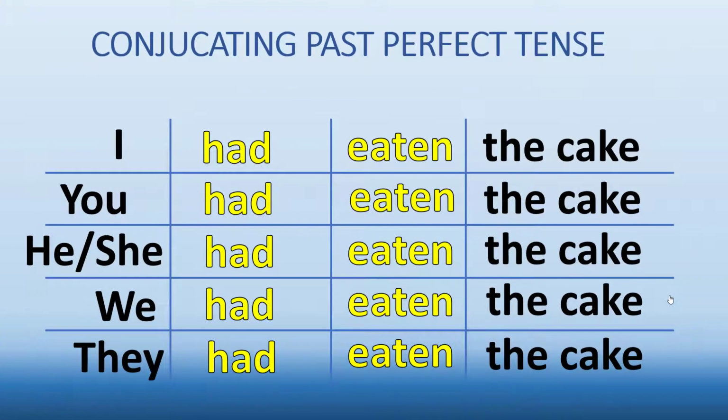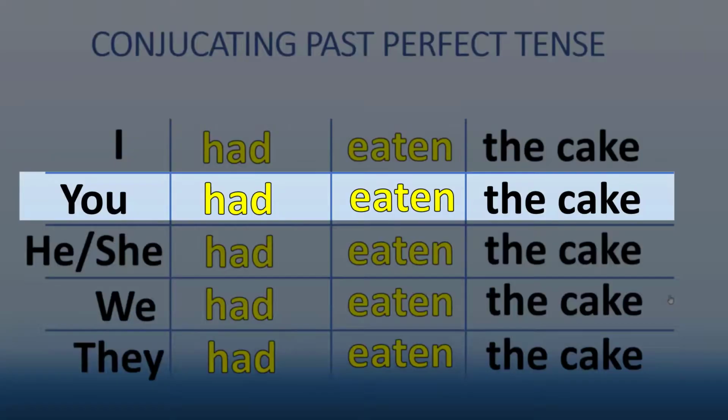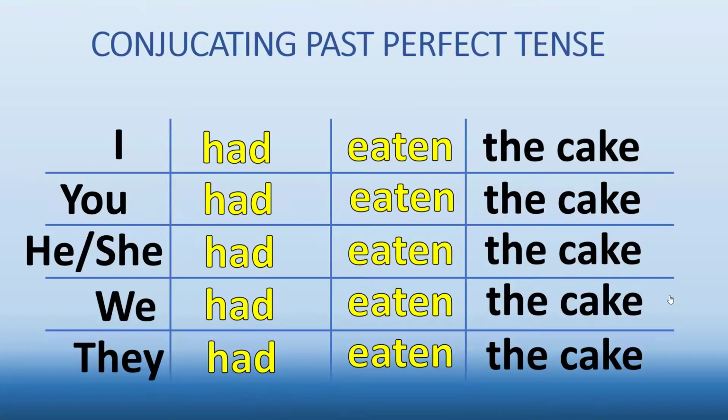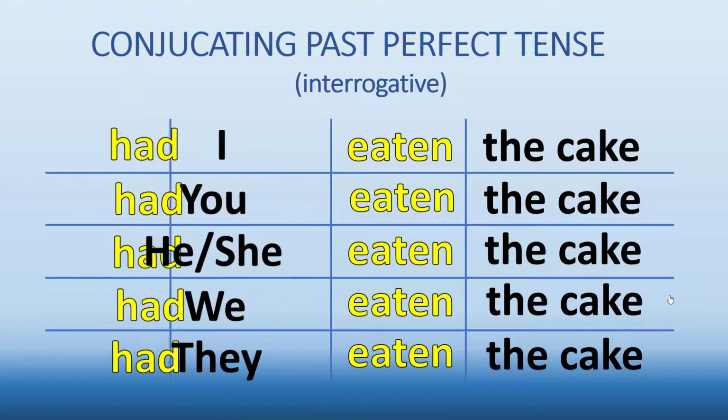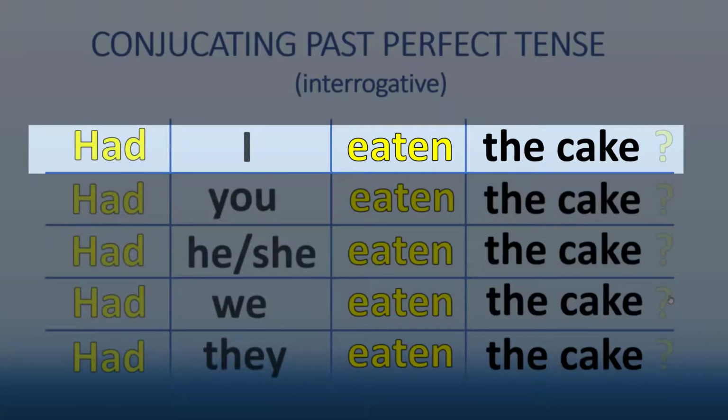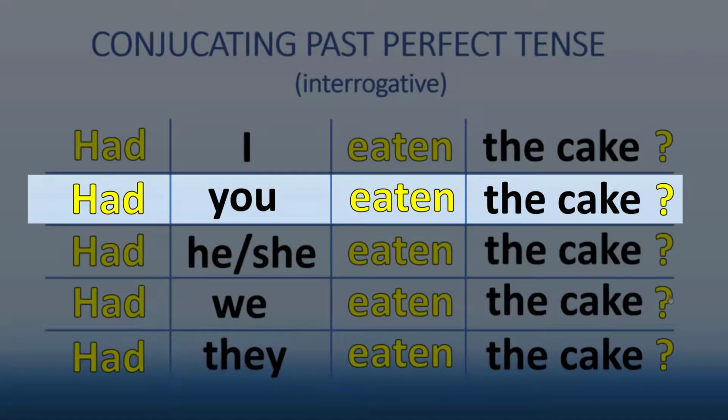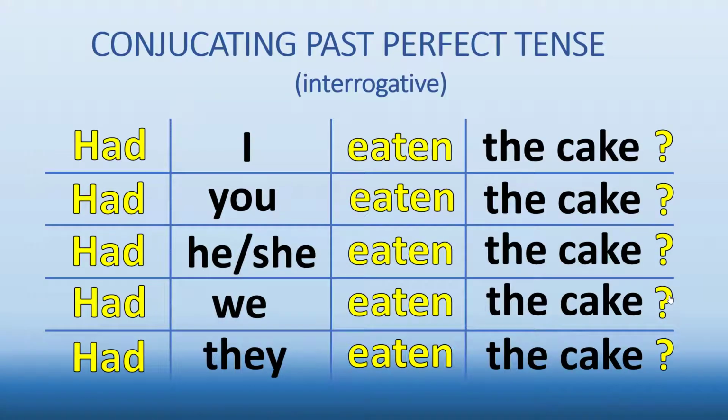Now let's see, these are the affirmative sentences. I had eaten the cake, you had eaten the cake. To make it interrogative, we have to simply bring had before the subjects. Had I eaten the cake? Question mark. Had you eaten the cake? So you just see in all the examples we have used had before the subject and a question mark at the end.